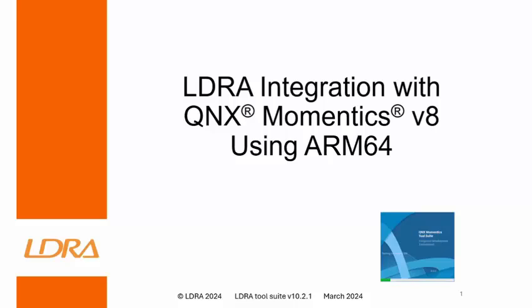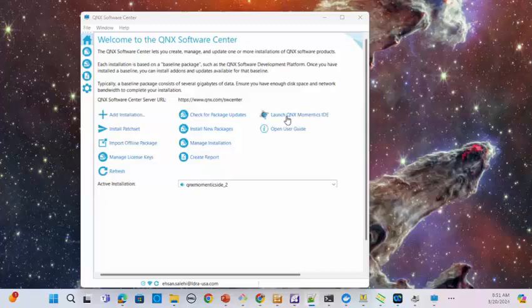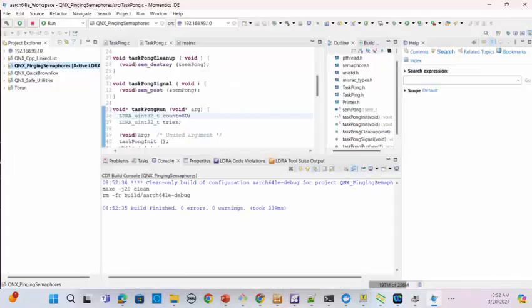Today, I'm excited to demonstrate the seamless integration of the QNX Momentics software with LDRA. For this demonstration, I'll be utilizing a Raspberry Pi 4 as our target testing platform. Let's begin by launching QNX Momentics IDE. Within the IDE, I'll open my workspace, showcasing the existing application. For this demonstration, I'll focus on QNX pinging semaphore application.